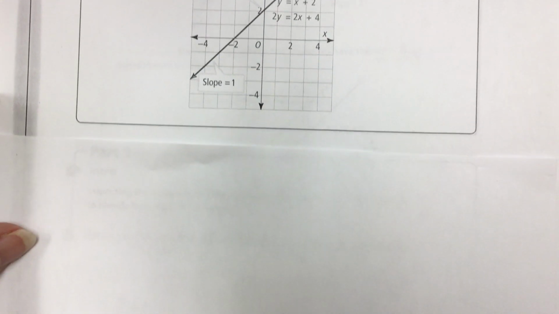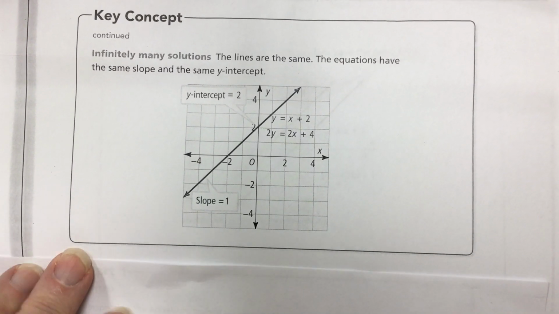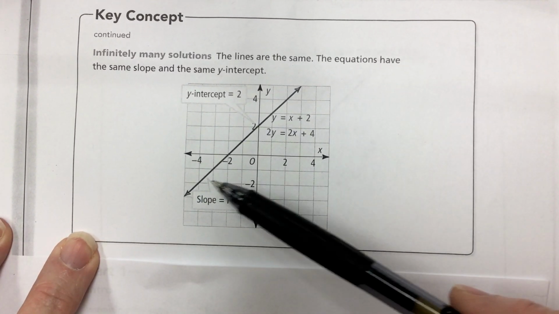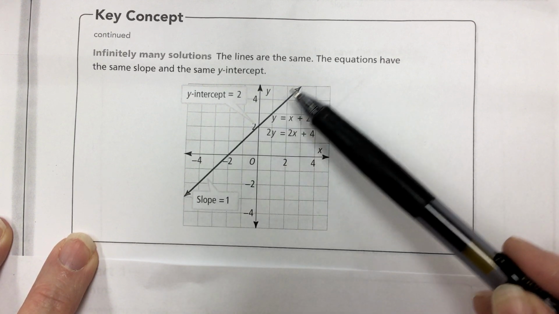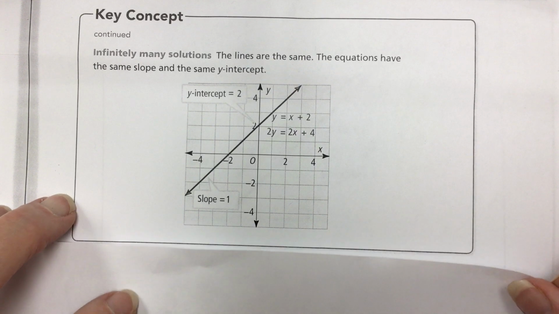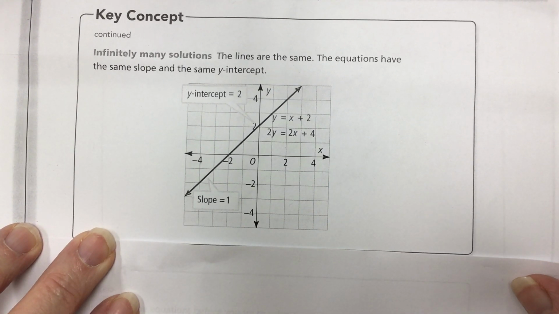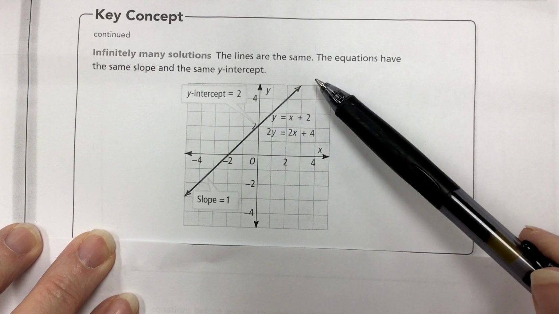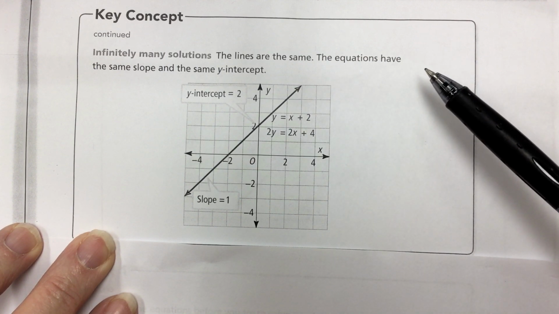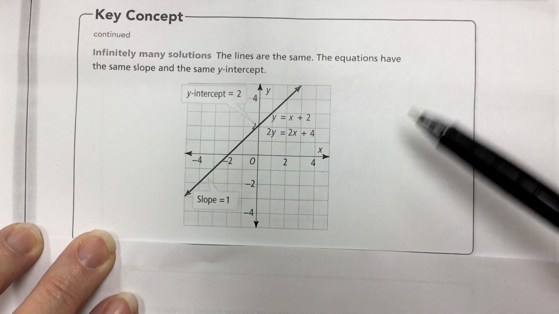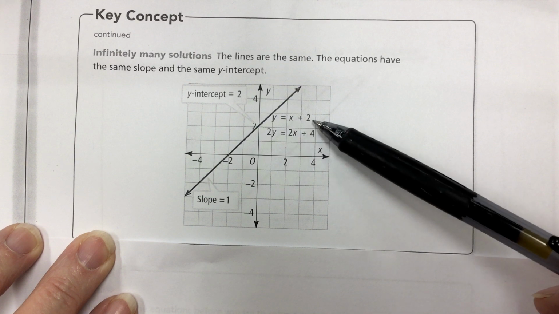Our third situation looks something like this. This situation is the same line graphed right on top of the other same line. Your equations would be identical. The lines are the same. The equations have the same slope and the same y-intercept. Look at these two equations. You have y equals x plus 2.